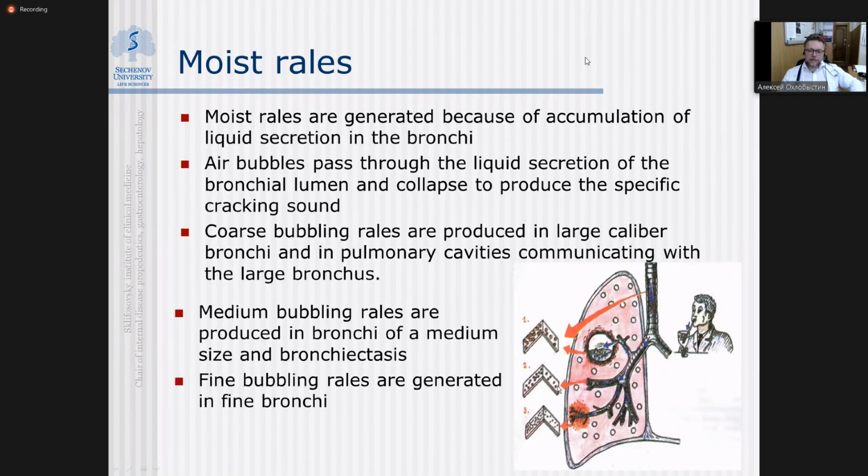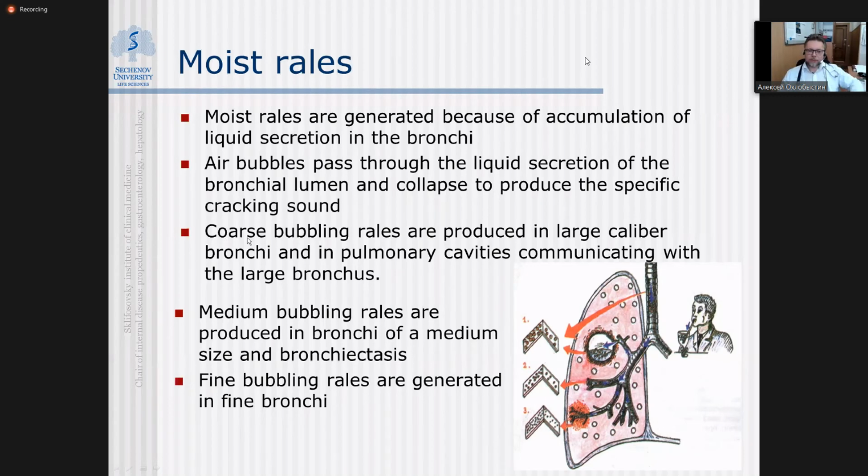Moist rales are the result of some kind of bubbling of the liquid component. It may be serum in patients with pulmonary edema, it may be blood, mucus, or pus. Anything staying in small bronchi gives small bubbling rales, in medium or large bronchi medium-sized bubbling rales, or in cavitation like lung abscess, tuberculosis cavity, and bronchiectasis, coarse bubbling rales.